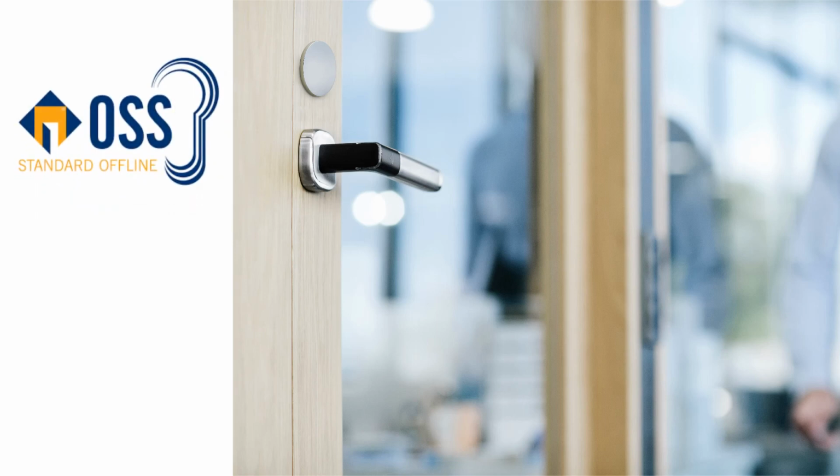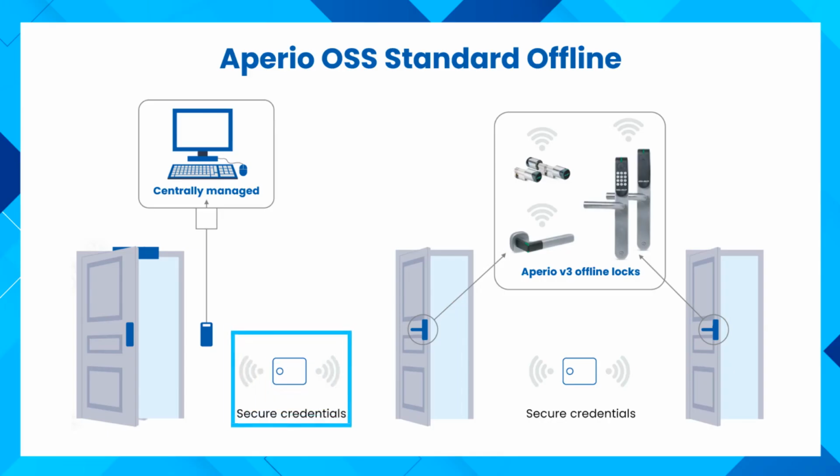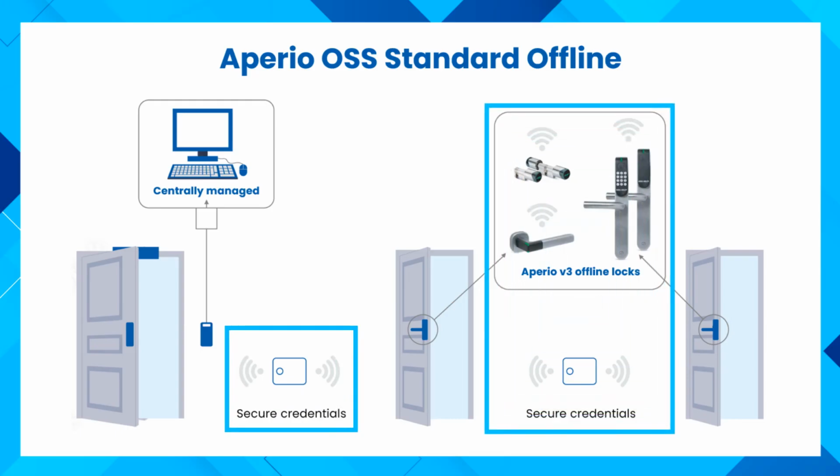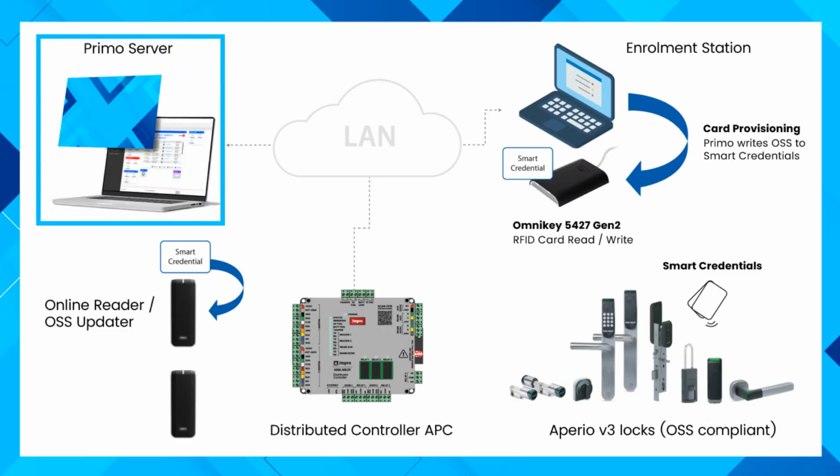OSS changes that. Offline no longer means unmanaged or insecure. OSS uses secure credentials to carry access permissions, allowing offline Aperio locks to make local decisions while remaining centrally managed. At the center is the access control system, Primo, where administrators define who can access which doors and when.